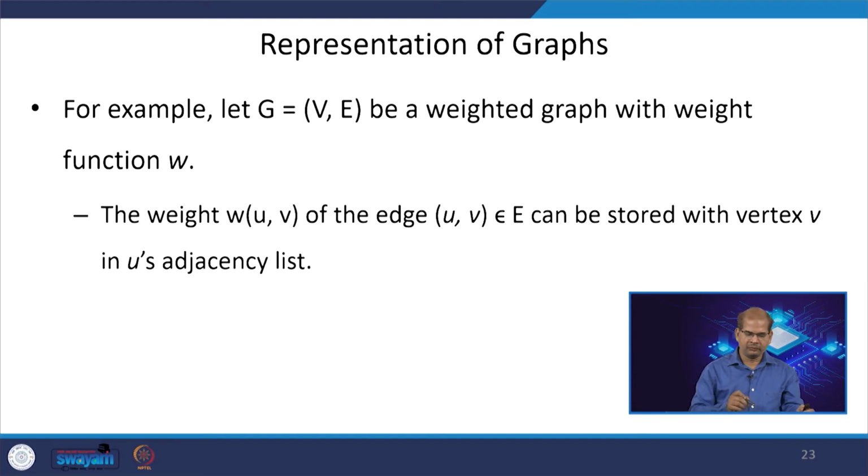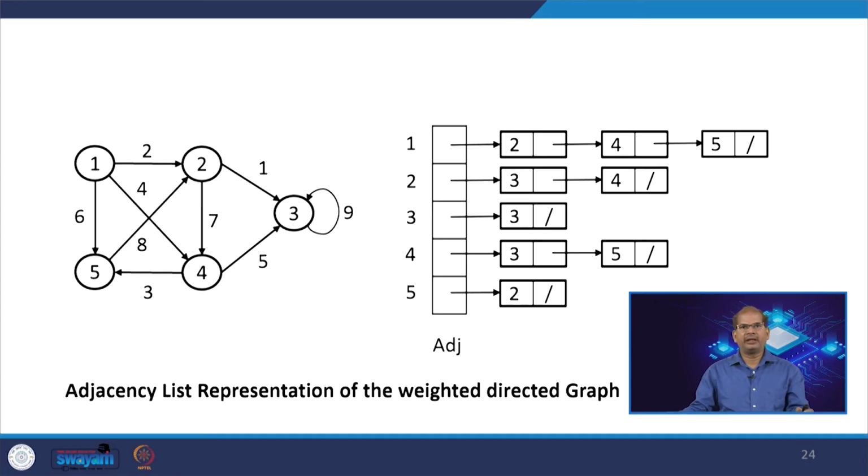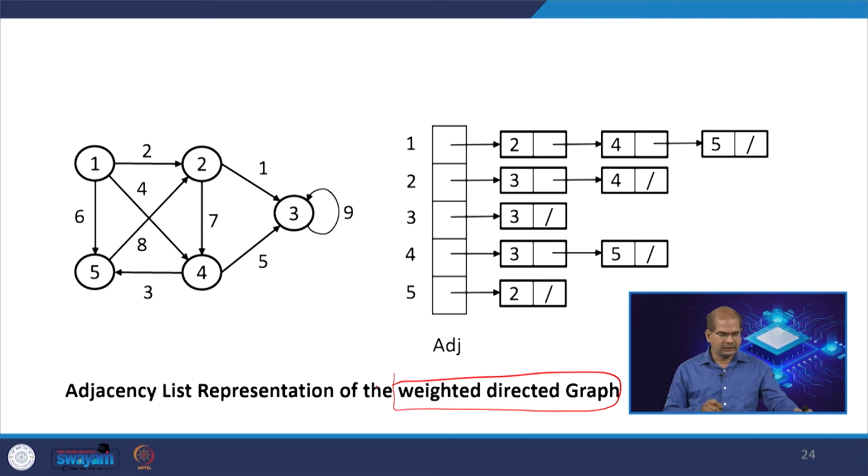So, one weight is assigned to each of the edges. We will replace that with the edge weight. So, this is an adjacency list representation of a weighted directed graph. So, it is a weighted directed graph. So, what is happening here?